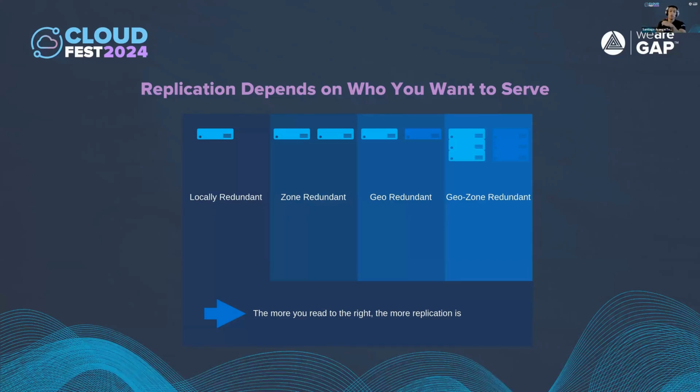So then again, following the same logic, you are going to have locally redundant, zone-redundant, geo-redundant, and geo-zone-redundant replication. This drawing actually depicts what I explained. The more you move to the right, the more replication you are going to have, and the more security that your data is going to be fully protected on the Azure side, but the more expensive it is going to be. Keep that in mind.